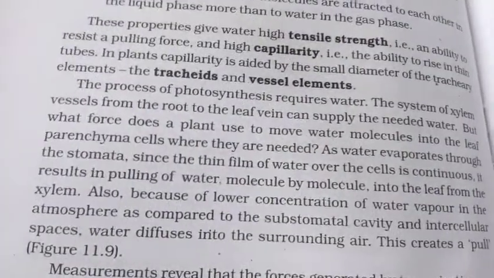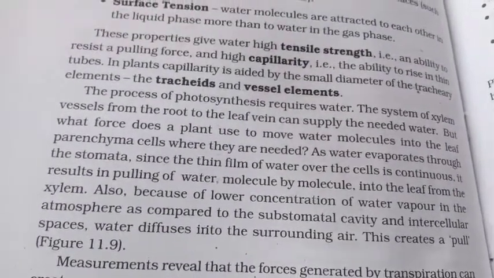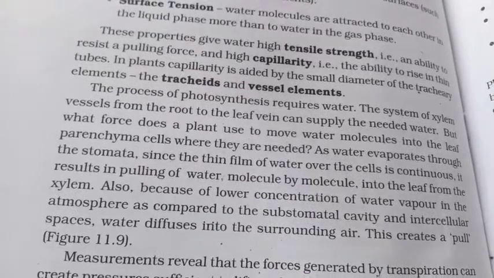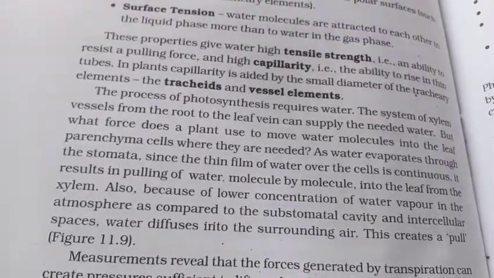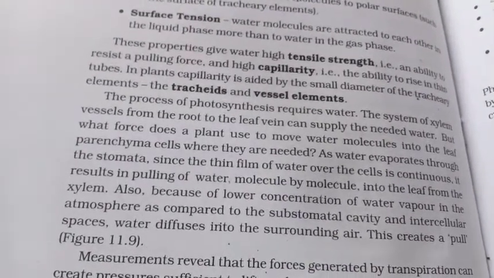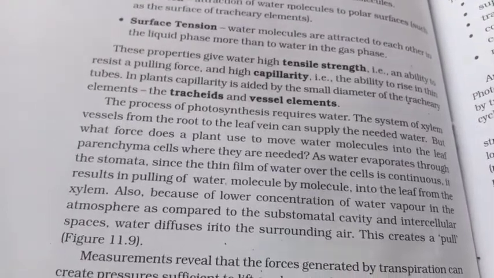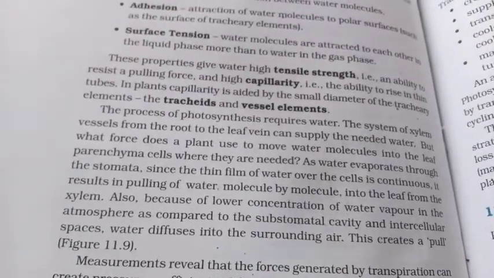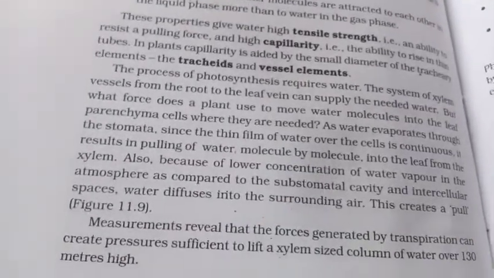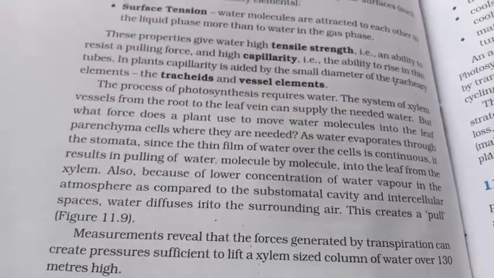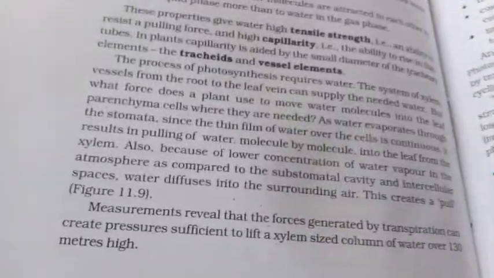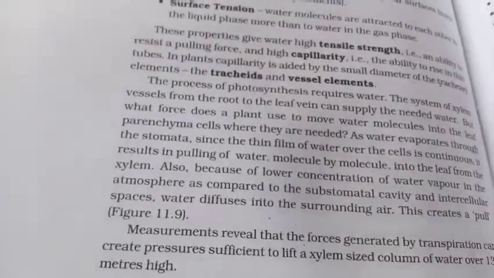The process of photosynthesis requires water. The system of the xylem vessels from the root to the leaf vein can supply the needed water. But what force does a plant use to move water molecules into the leaf parenchyma cells where they are needed? As water evaporates through the stomata, since the thin film of water over the cells is continuous, it results in pulling of the water molecule by molecule into the leaf from the xylem. Also, because of the lower concentration of water vapor in the atmosphere as compared to the substomatal cavity and intercellular spaces, water diffuses into the surrounding air. This creates a pull.